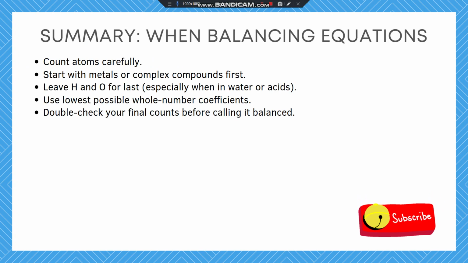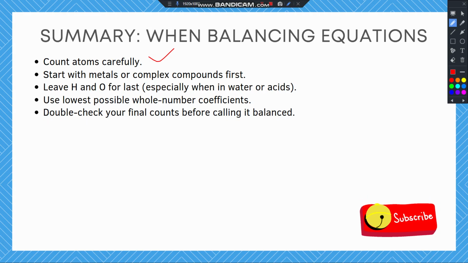So here is the summary of all we've been saying. When you're balancing a chemical equation, first things first, count the atoms carefully. Next, start with the metals or complex compounds, and then leave hydrogen and oxygen for the last, especially when they're in water or acids, and then use the lowest possible whole number coefficients, and then finally double check your final counts before calling the chemical equation balanced.